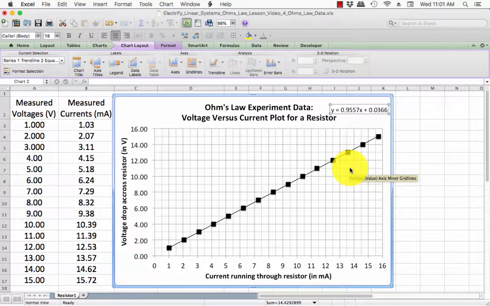In fact, we could do this ad infinitum, thousands and thousands of times, and we would see that Ohm's law is verified for all of those different situations.